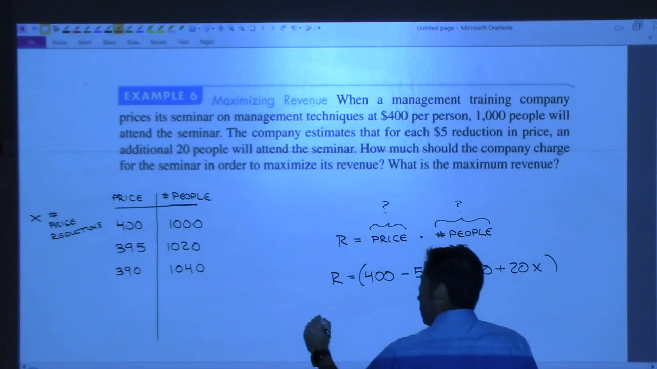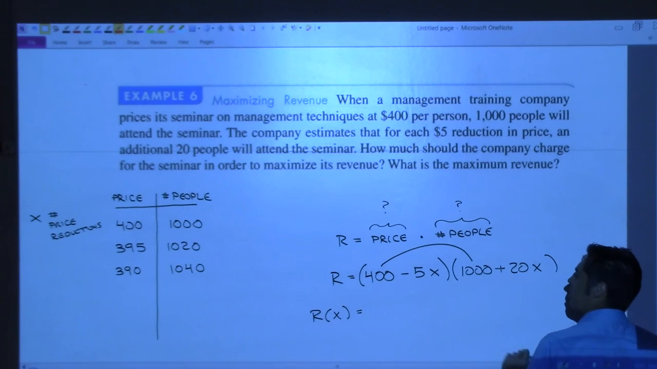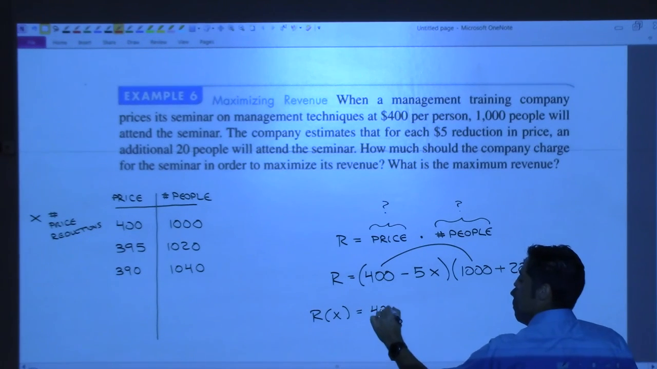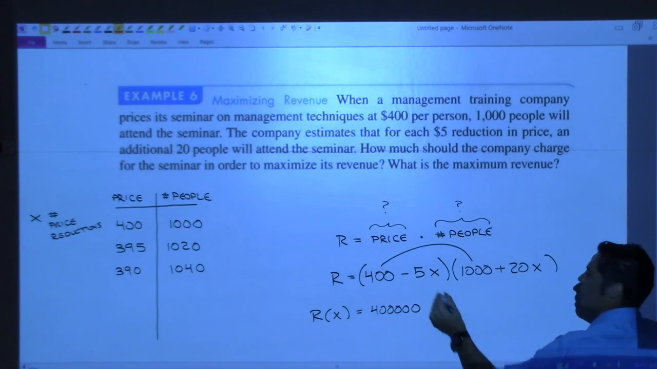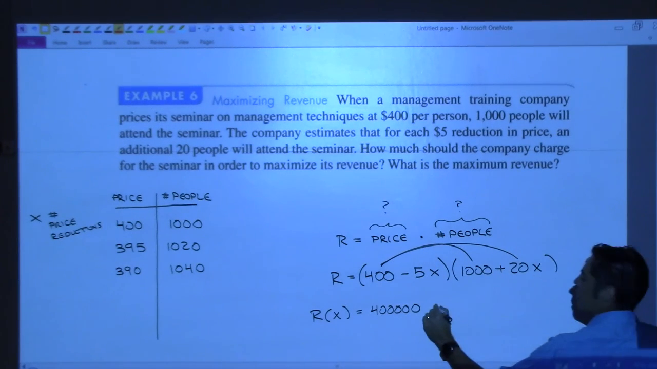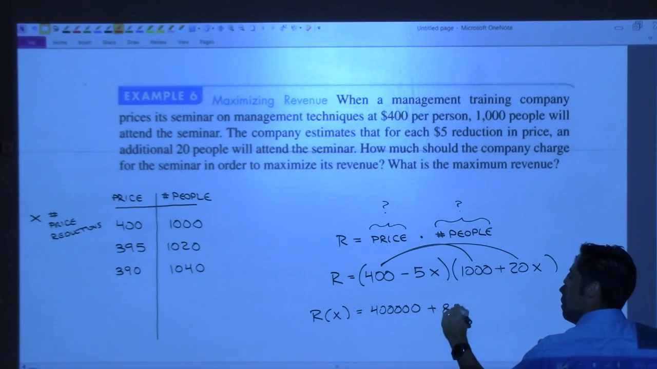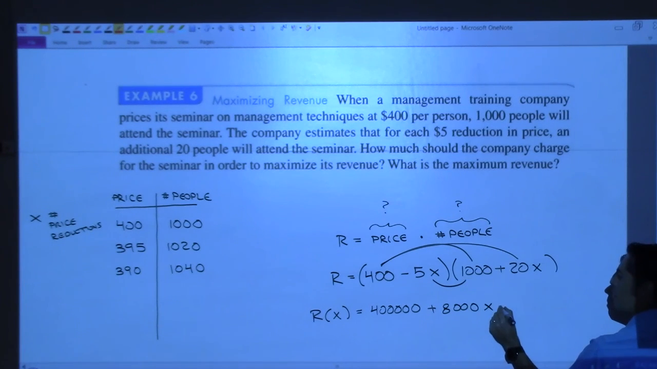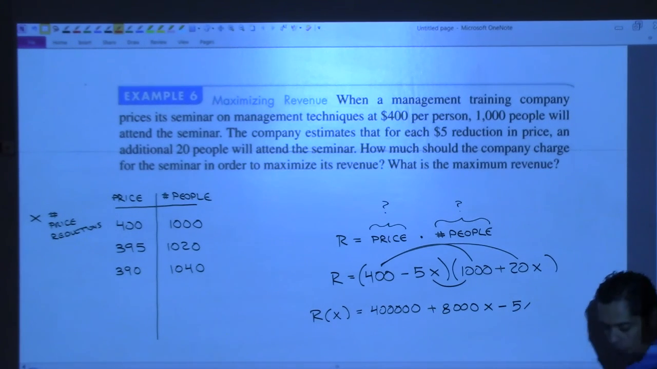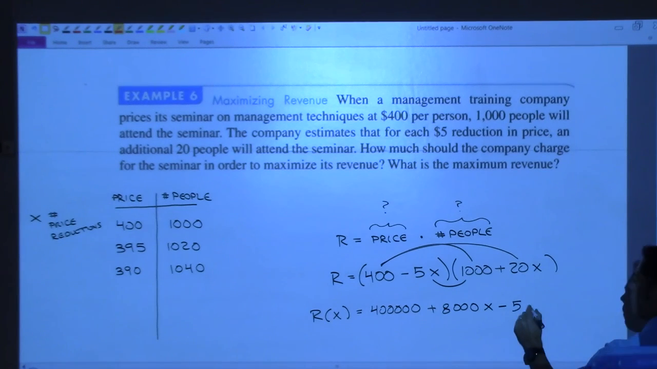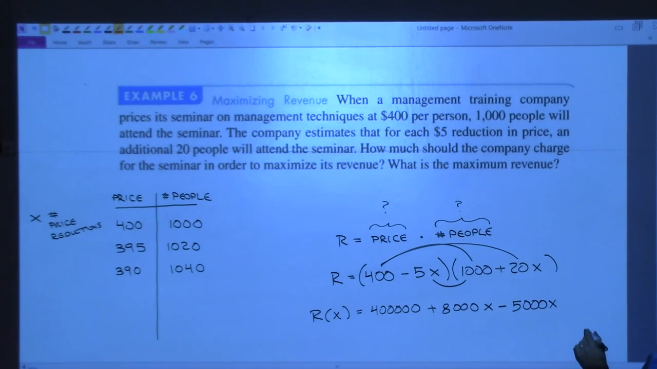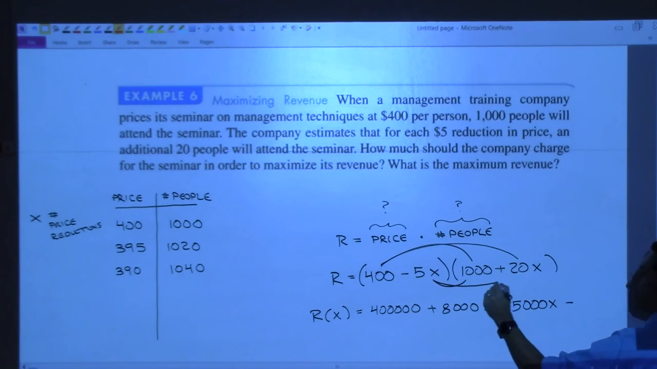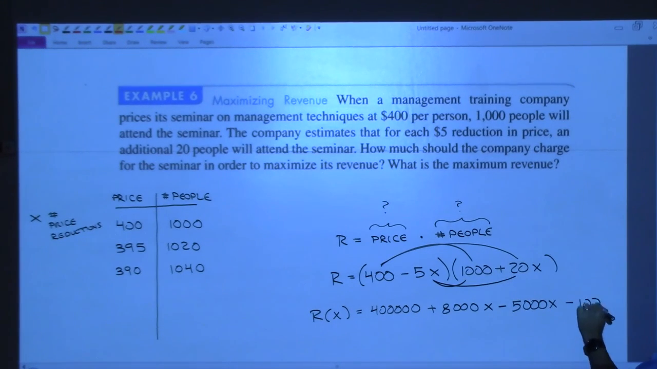Let's multiply this out. I'm actually going to rewrite this as r of x equals, let's see here. Here to here, what's that? 400,000. And then here to here, we get plus 8,000x. And then here to here, minus 5,000x, and then finally minus 100x squared. There we go.